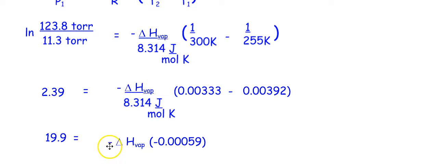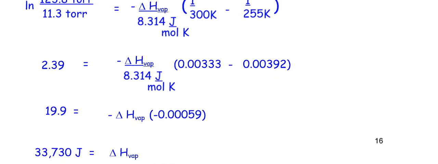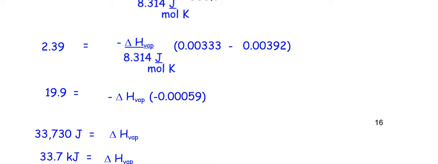Notice I have a negative here, and I have a negative here. What happens to my two negatives? They cancel out, that's right. And so now I am left with the math, and I get delta H is 33,730 joules, which is 33.7 kilojoules per mole. Okay, see what the next page brings.